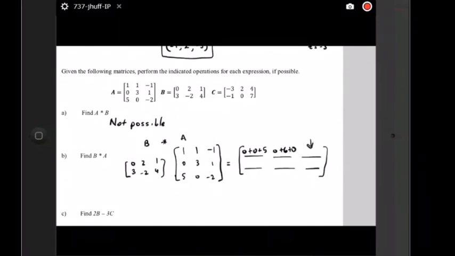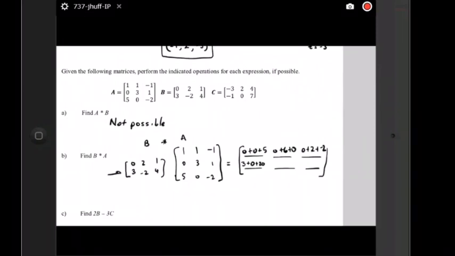This entry right here is row 1, column 3, so I need row 1, column 3. So 0 times negative 1 is 0, 2 times 1 is 2, and 1 times negative 2 is negative 2. Now that entry right there is row 2, column 1. So row 2, I need row 2 here in column 1. So it's 3 times 1 plus negative 2 times 0 plus 4 times 5.